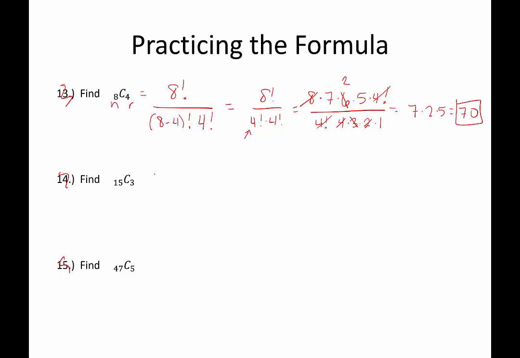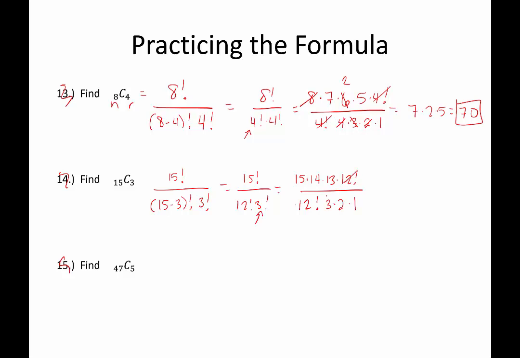We want to find 15 choose 3. So plugging this into the formula, that's 15 factorial over 15 minus 3 factorial times 3 factorial. This is 15 factorial over 12 factorial times 3 factorial. So again, I'm going to expand 15 factorial until I get to 12 factorial. So 15 times 14 times 13 times 12 factorial. I'm going to keep 12 factorial as is, but I'm going to expand the 3 factorial into 3 times 2 times 1.